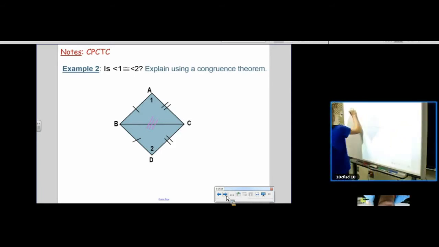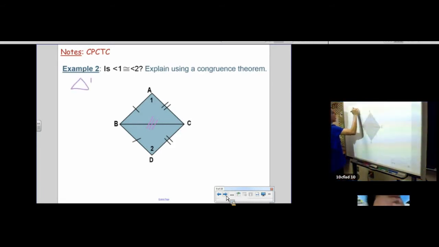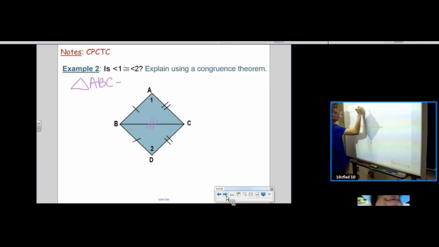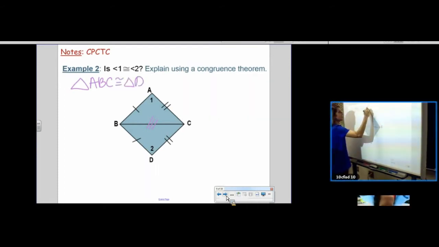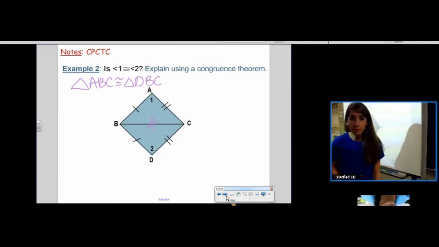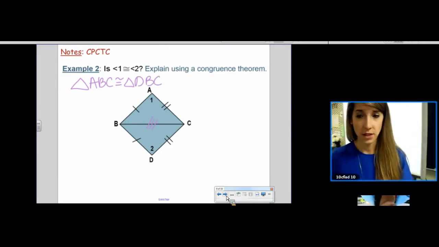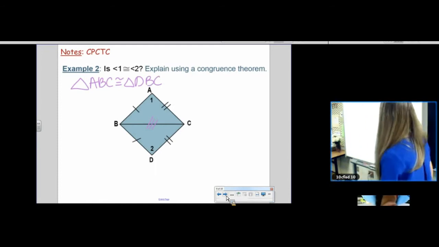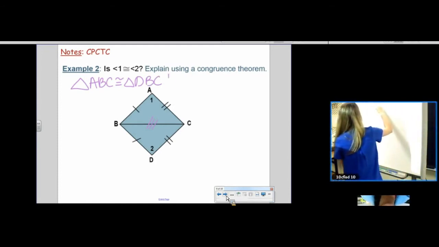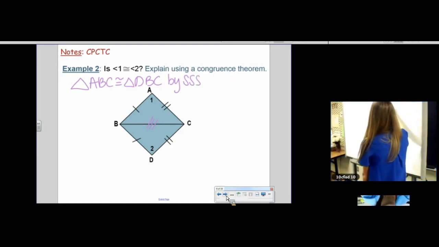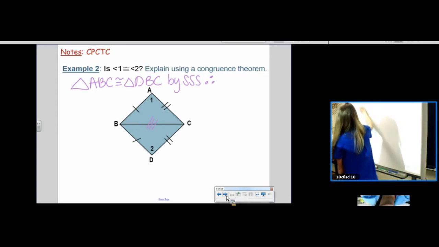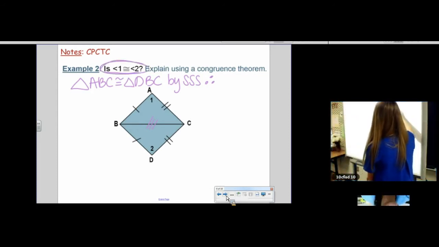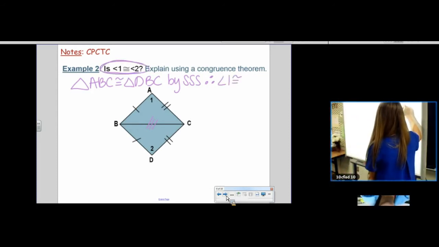We can say triangle ABC is congruent to triangle DBC. Does the order matter? Absolutely matters. You have to write it in the right order. Then we say why. They're congruent by side, side, side. Therefore, now we write what the question was asking. Therefore, angle 1 is congruent to angle 2.